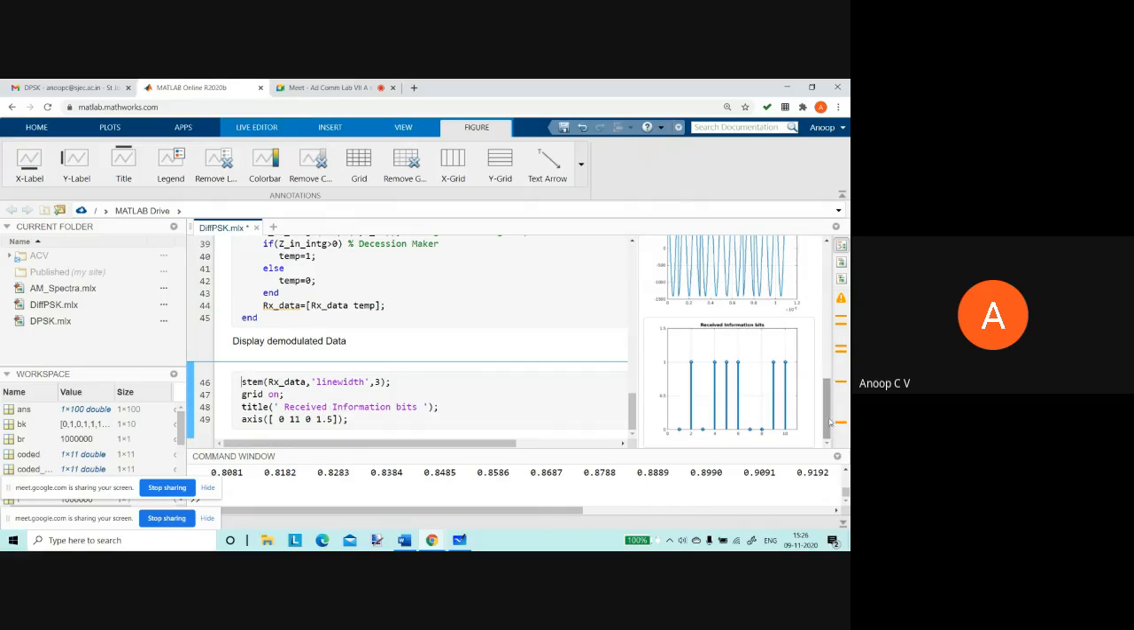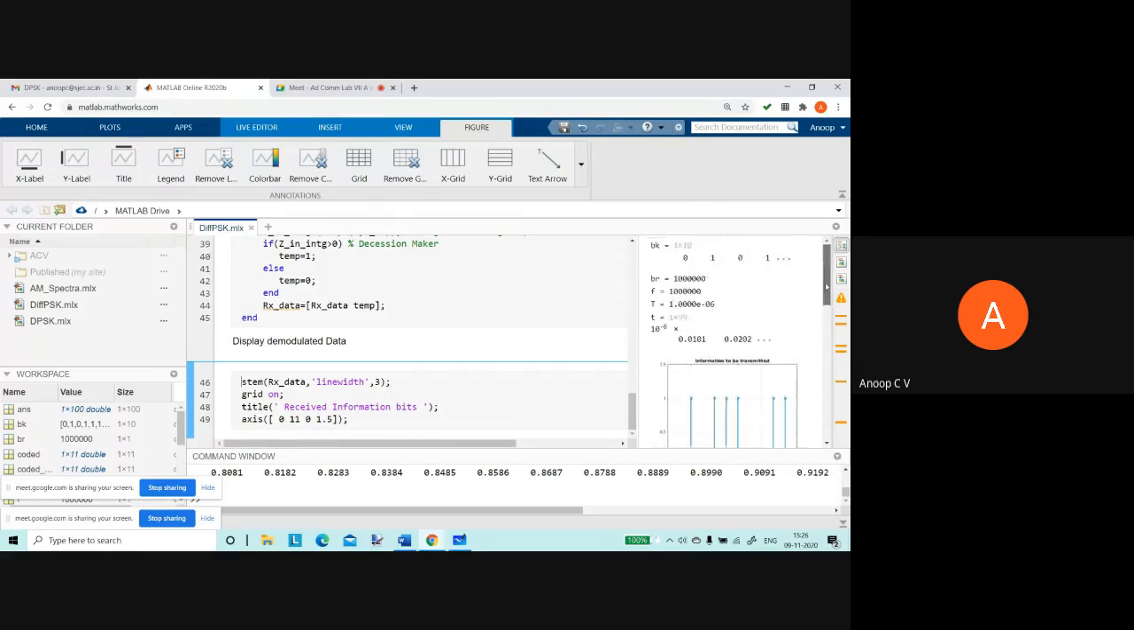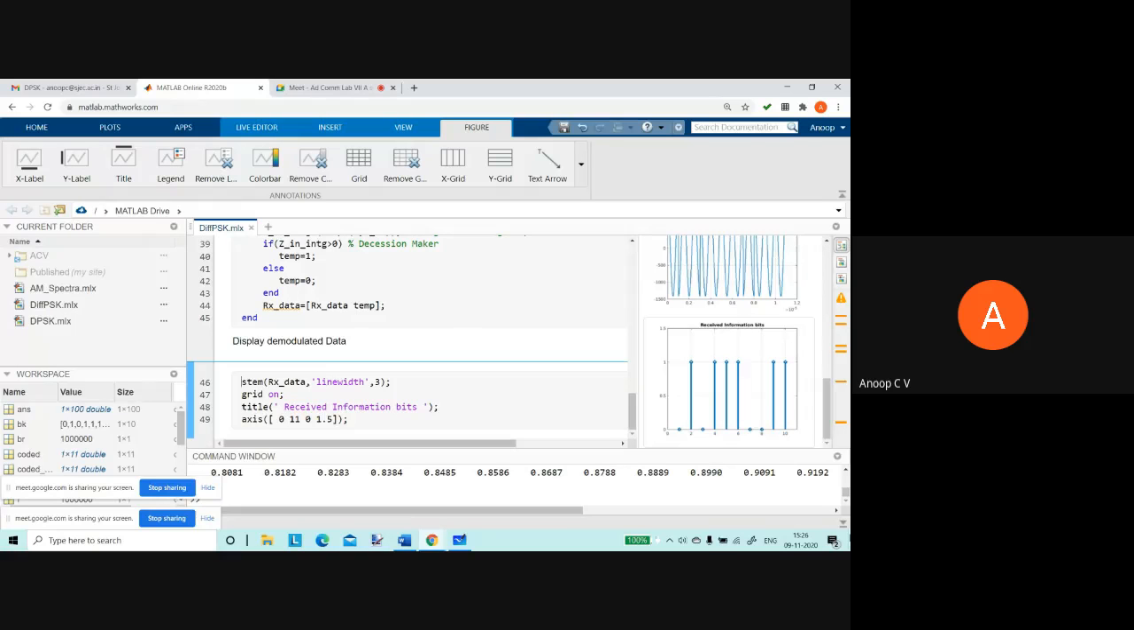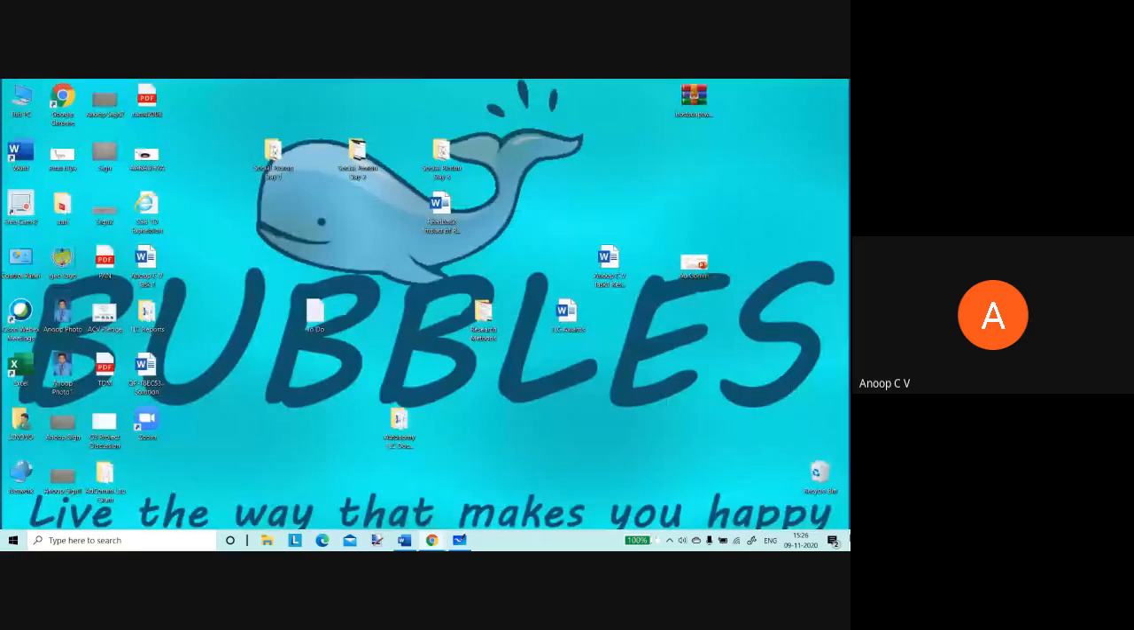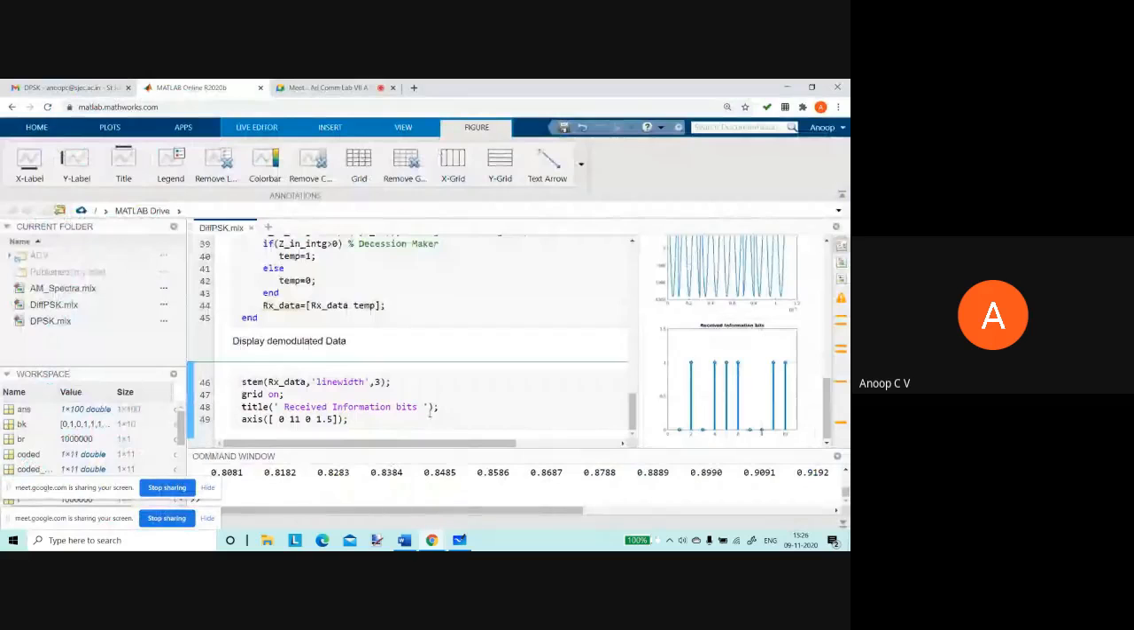So we are getting back the original information 0 1 0 1 1 1 0 0 1 1, right? So we are getting this back. So this is DPSK modulation and demodulation.